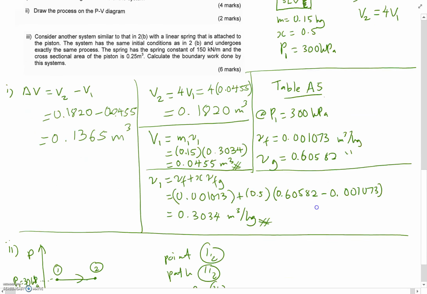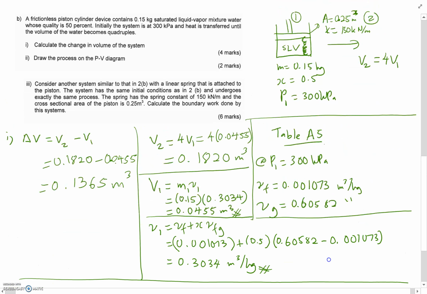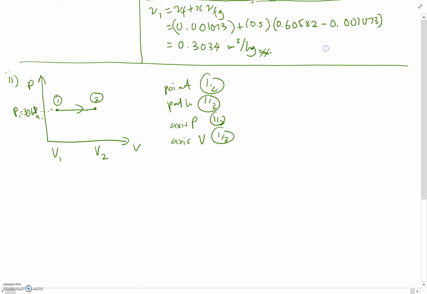Okay. So how to make a start? Initially P1 is 300 kilopascal, but when you have a spring loaded piston here, the spring here, when it expands, V2 equals 4 V1. So we have an additional pressure. We have P1 plus additional pressure here because we have the spring. So how to solve this?